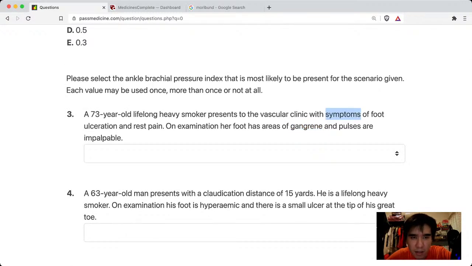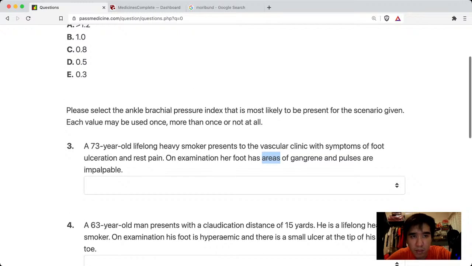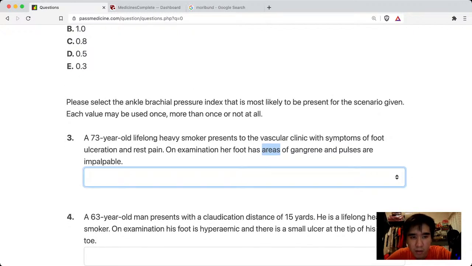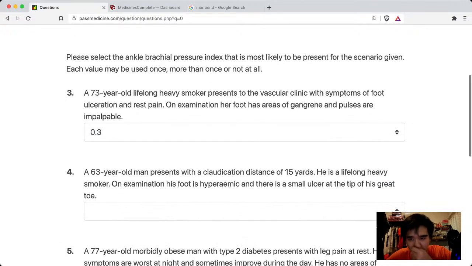Is it sudden acute? Foot ulceration, there's no sudden acute pain, so it's not acute limb ischemia. This is critical limb ischemia. Oh, you want me to guess the ABPI? Usually you measure the ABPI, but I'm going to guess it's less than 0.3, which is critical limb ischemia.